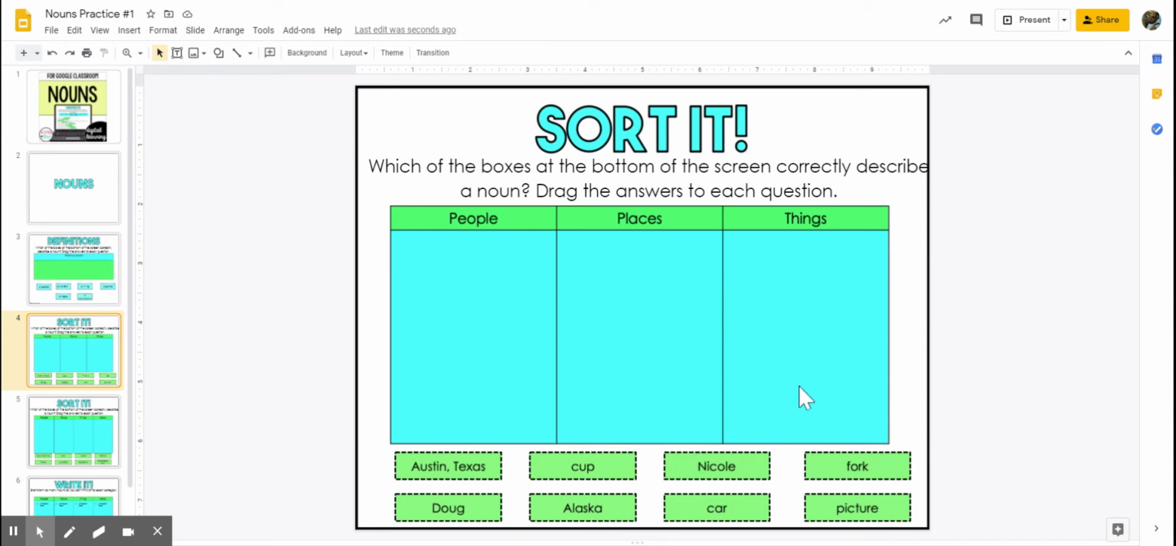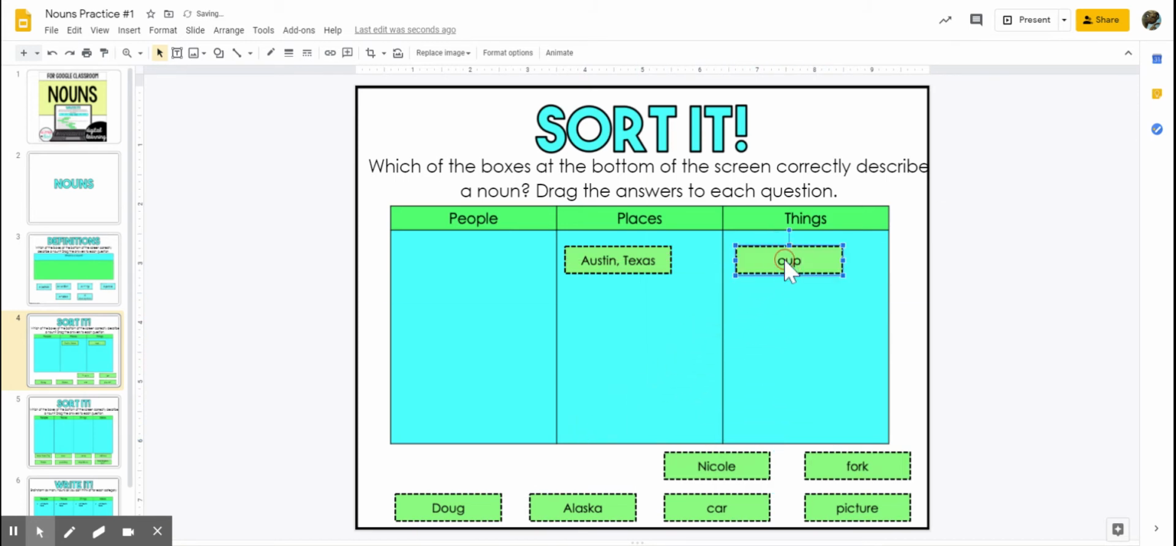So let's do a couple examples. Austin, Texas is the name of a city, which is a place. So I would click on that box and I would drag it up to the places category. And a cup is not a person or a place, but it is a thing. So I'm going to drag the word cup up to the thing category.